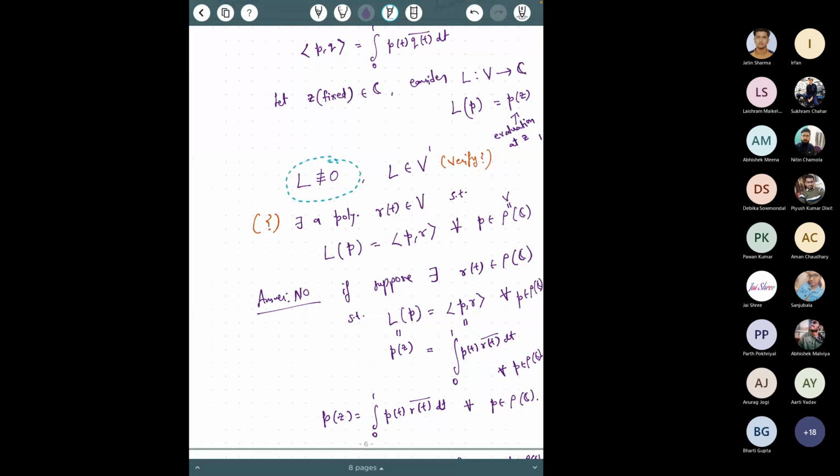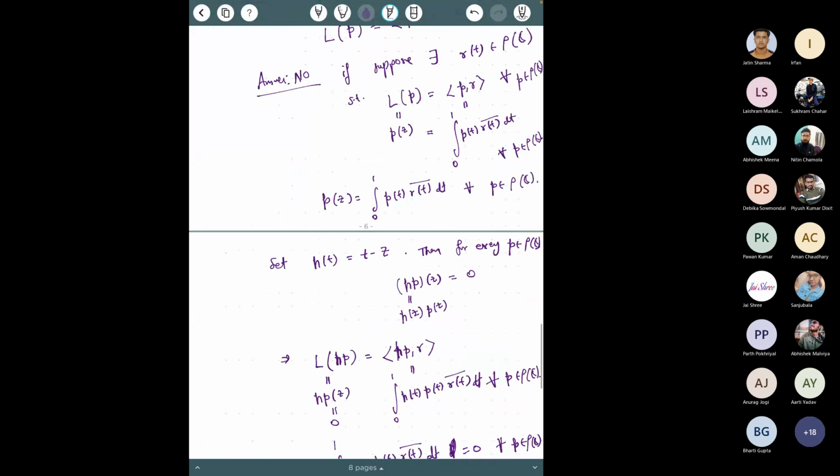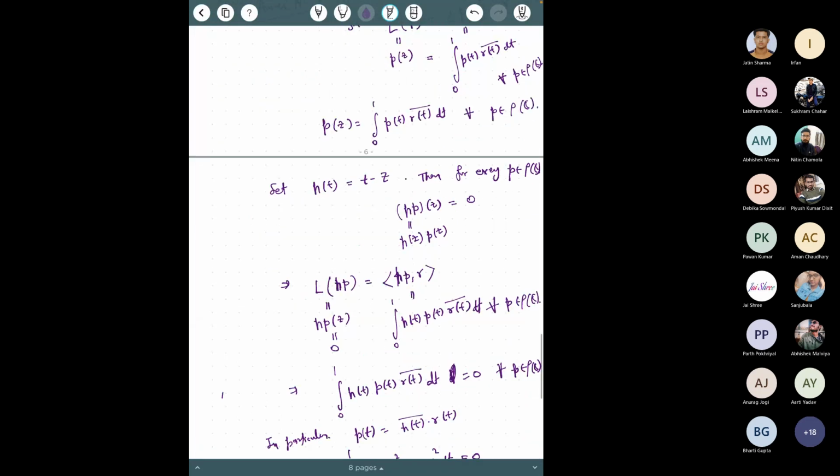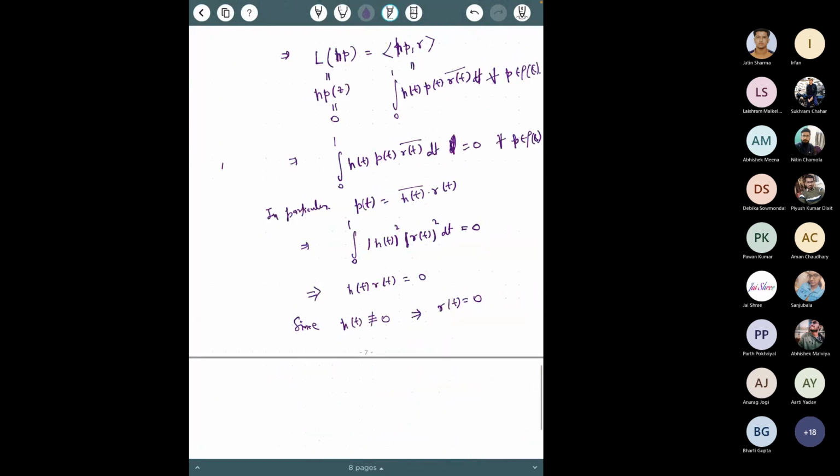And therefore, for this functional we cannot find such an R such that L of P is equal to the inner product of P comma R. So this implies that L is identically 0, which is a contradiction. And therefore whatever we have assumed is not true. Now let me come back to this.